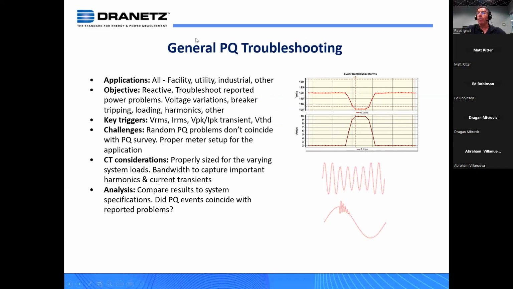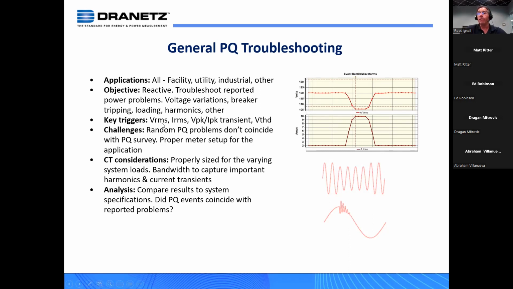So when we look at general power quality troubleshooting, now that can mean different things to different people and different applications, but what are the applications here? Well, it's general purpose. It can be anything. So it can be a facility monitoring, utility, industrial, residential, retail, whatever it may be. So I'm just looking to reactively solve a power quality problem. Usually it's reactive, meaning something's failed. You're hoping it happens again when you have a PQ meter, an HDPQ as an example, attached to that line. So you're troubleshooting reported problems, maybe voltage variations due to breaker tripping, loading, harmonics, whatever the deal is. So you're looking for that.